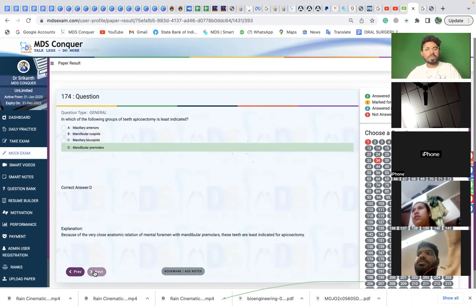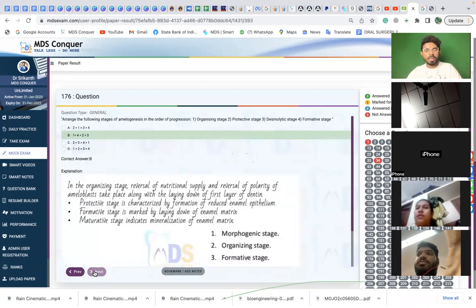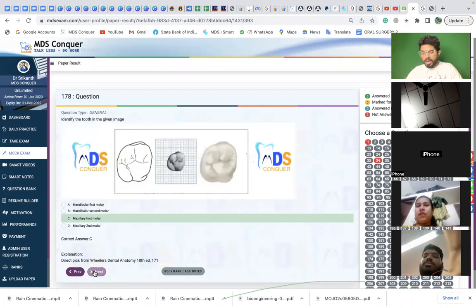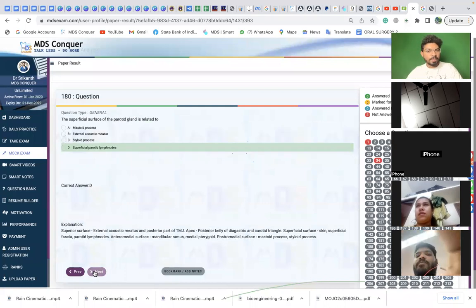Least indicated because of the presence of mental foramen. Easy. Largest organ, liver, easy. I discussed this when I was taking enamel and dental histology discussions. I told you to remember the stages and the landmarks. Dead tracts is easy. I told you to check all the occlusal patterns and all the diagrams directly from Wheeler's, easy. This is also direct from dental pulse, easy.